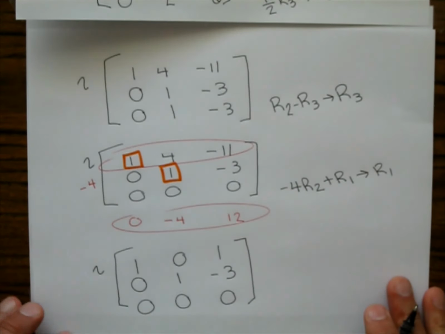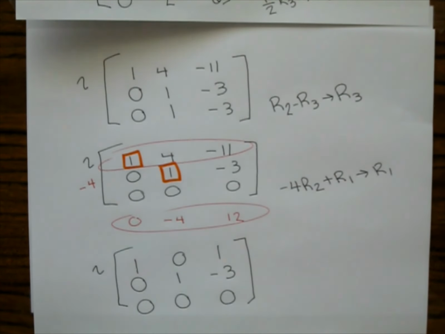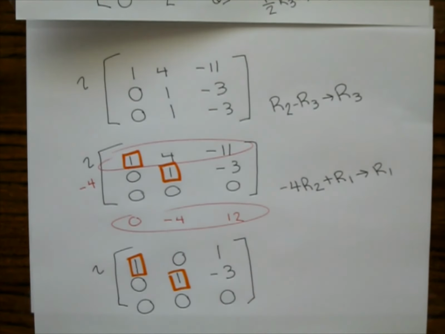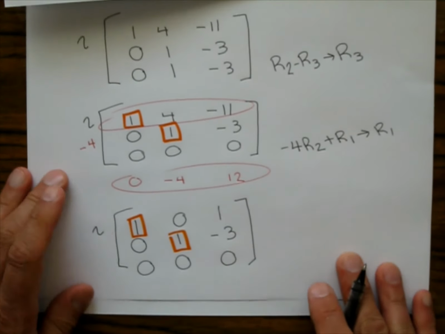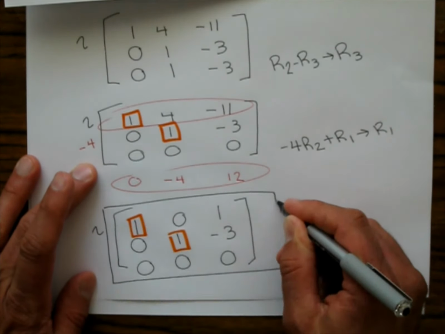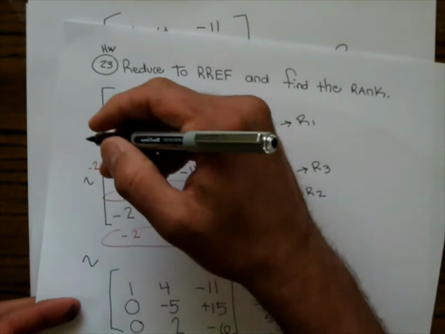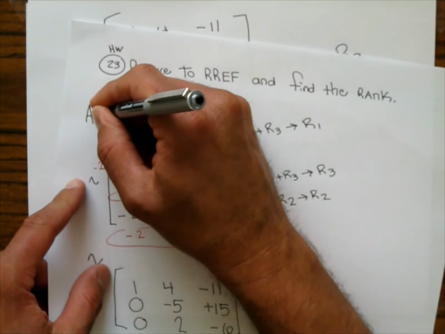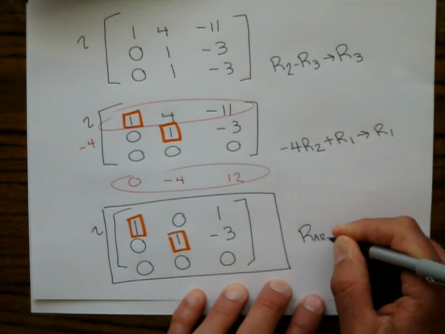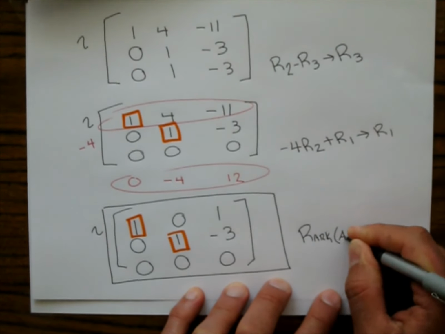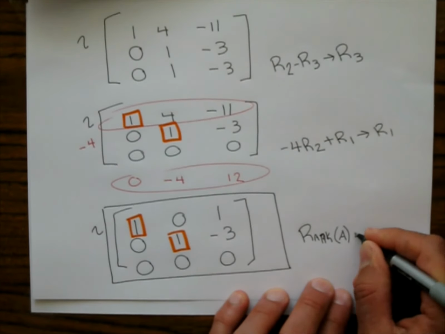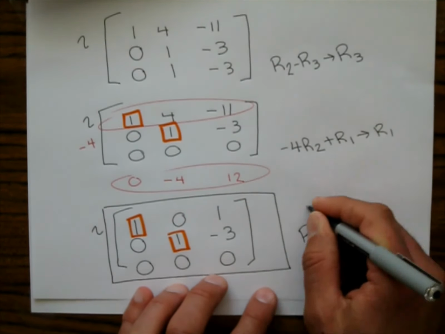The instructions were to reduce to RREF. You can check the 4 conditions of RREF. They are satisfied. That is my answer. If my first matrix was called A, they want me to find the rank of A. The rank of A happens to be 2.